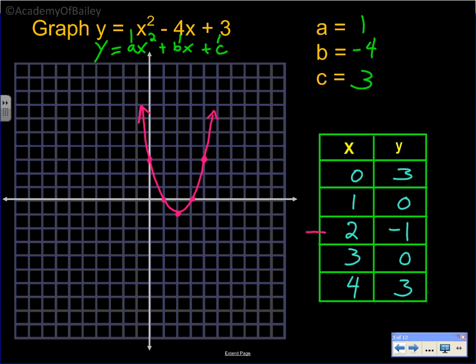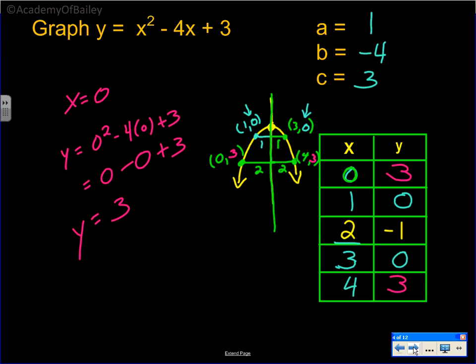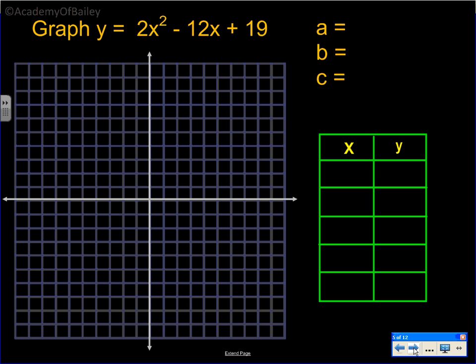Take some practice on getting those to look that way. That's going to be your first quadratic function. Let's move on to this one here.